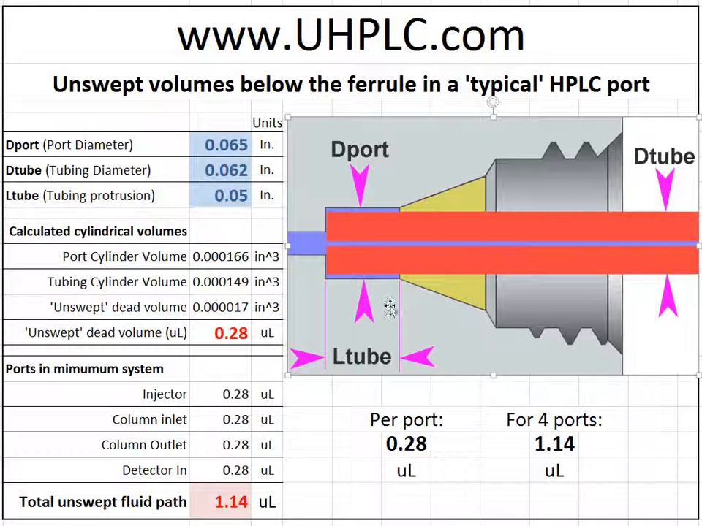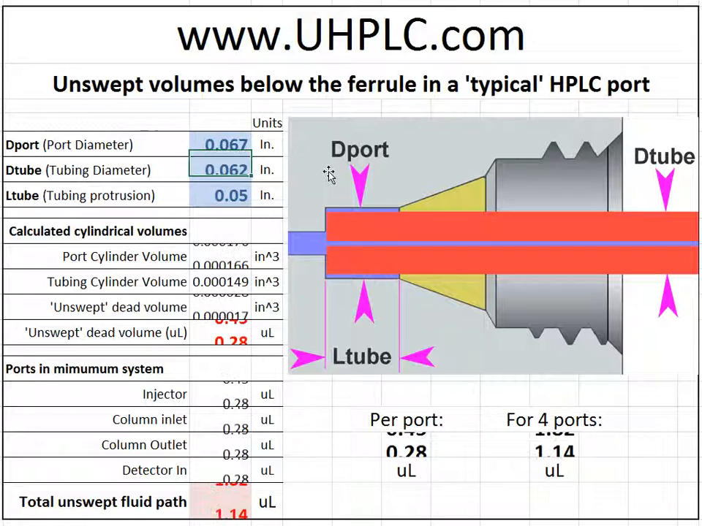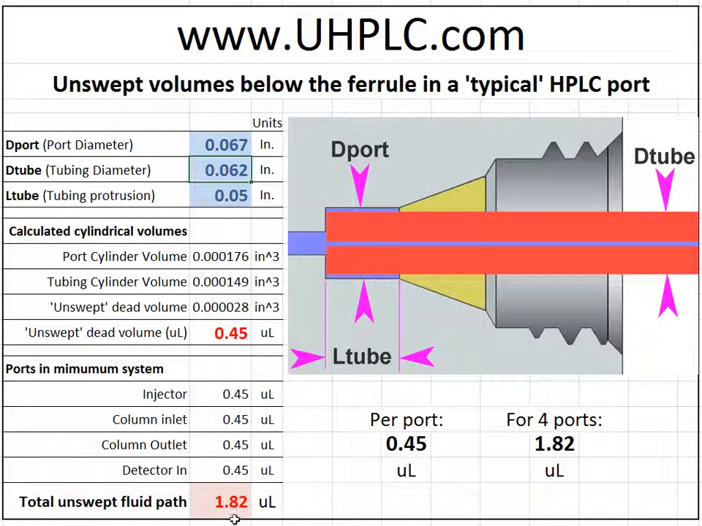Each port will have a different length of protrusion, perhaps very slightly, but perhaps significantly. Column, you would think inlet and outlet would be the same. Not necessarily so, but you would think. And in any case, a typical value here, 0.067, produces 1.82 microliters of dead volume in the entire system.